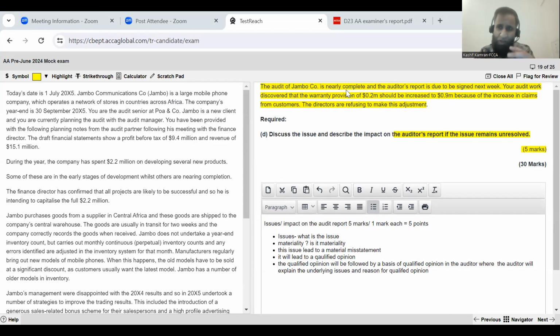Are you getting the structure of 5? Sometimes the student just says this is a material misstatement and gives a qualified opinion. He's so happy. Will the examiner give you 5 marks for just these 2 statements? Try to build up the answer. This is just a skeleton answer. So at times you need to build up.